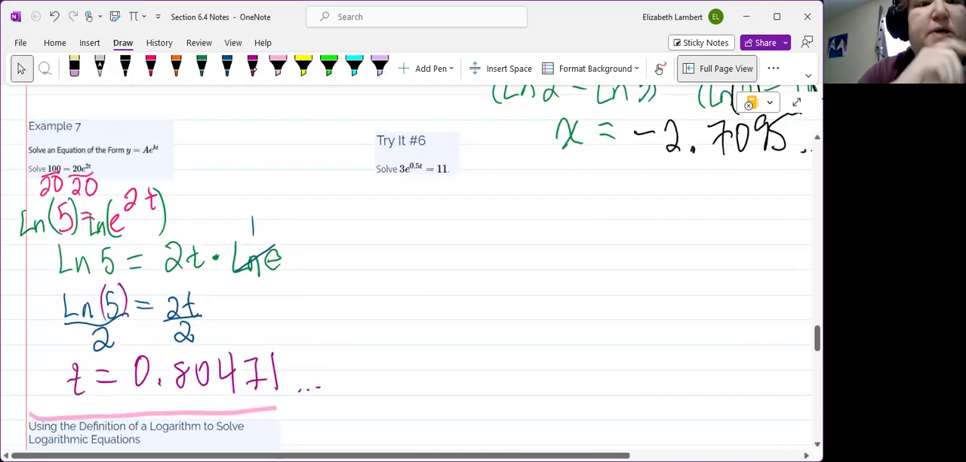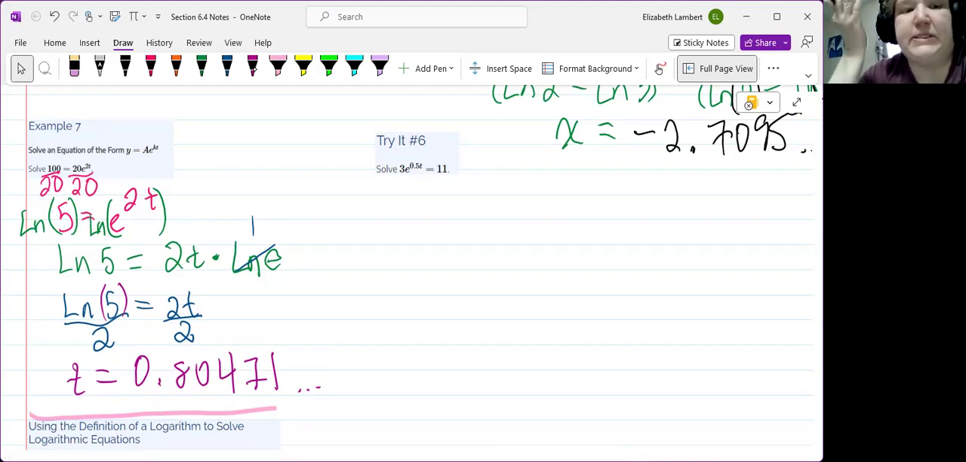All right, so this was some sort of growth thing, and this thing will grow to size 100 from size 20 in 0.8 time periods. I don't know enough about the problem to be able to say if that's days, months, years, hours. Don't know.